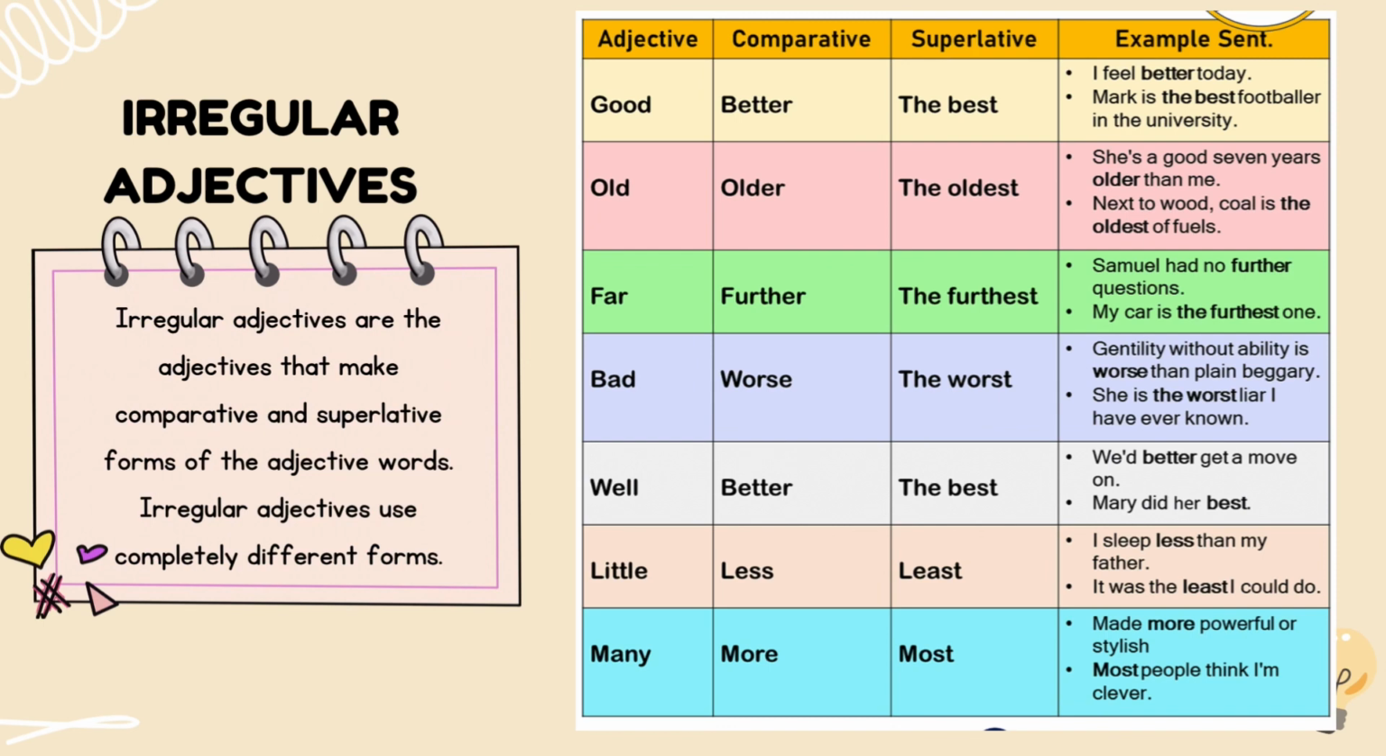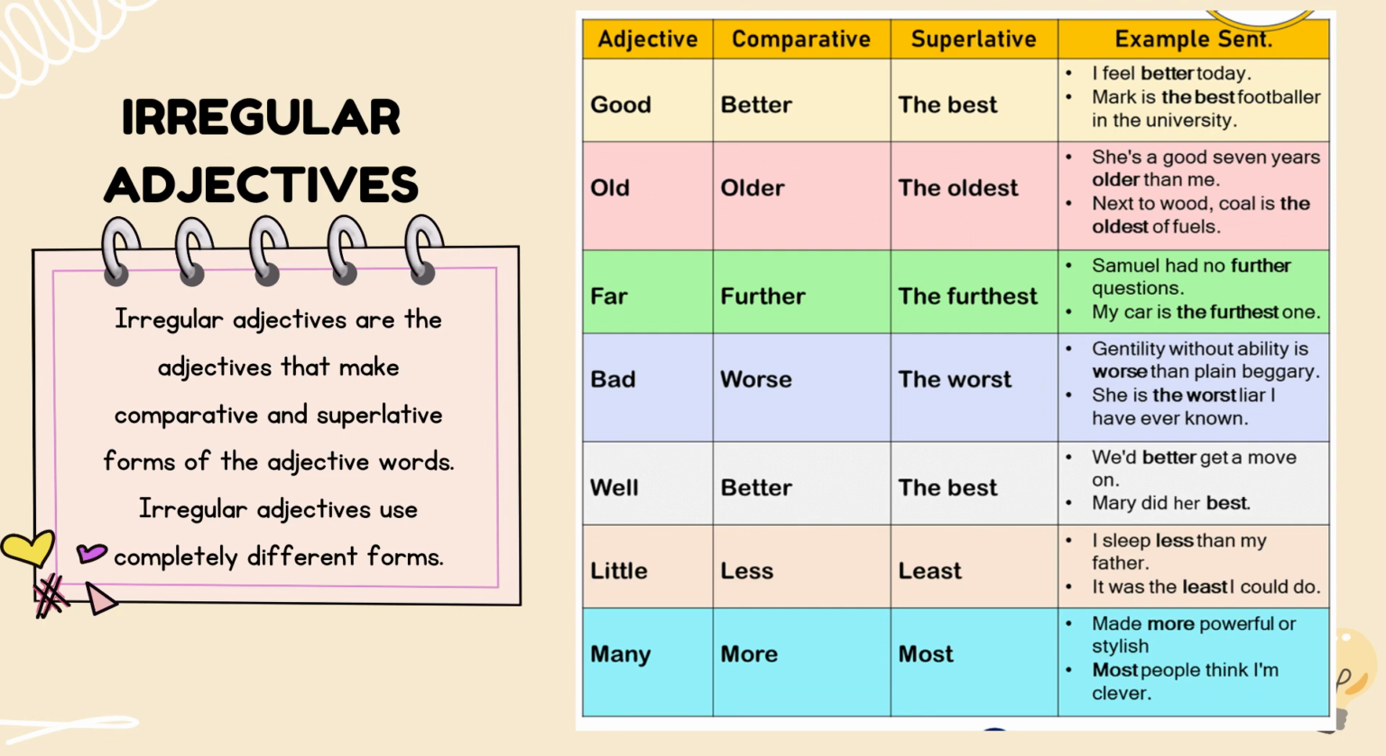Okay, now we are going to be learning about irregular adjectives. So, irregular adjectives are the adjectives that make comparative and superlative forms of the adjective words. Irregular adjectives use completely different forms. So, for example, as we can see in the table presented to you right now, the first example is, okay, the adjective is good, and the comparative form for the adjective good is better, and the superlative word for good is the best.